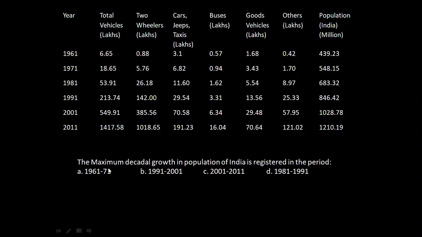So when we want to see the maximum decadal growth in population of India, all these details are for India. Let's look into the population data, which is given in the last column, in million. There are 4 options given to us.